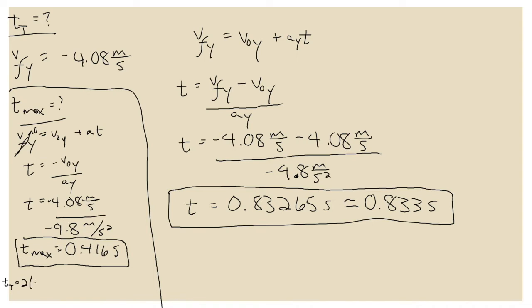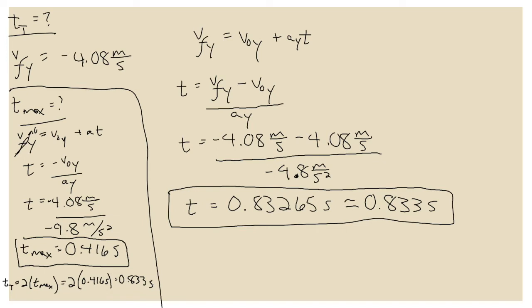The total time is 2 times T max. And as you can see here pretty clearly, if I do 2 times 0.416, then that's going to give me 0.832. But if you actually take the whole calculator answer and multiply it by 2, you get 0.8326506. So it basically gives you the same answer here, 0.832, 0.833, who cares? Same thing as far as we're concerned. And so that's your alternate solution for that one.